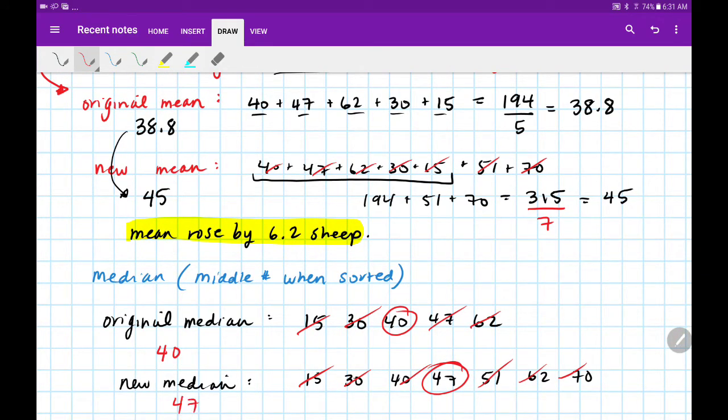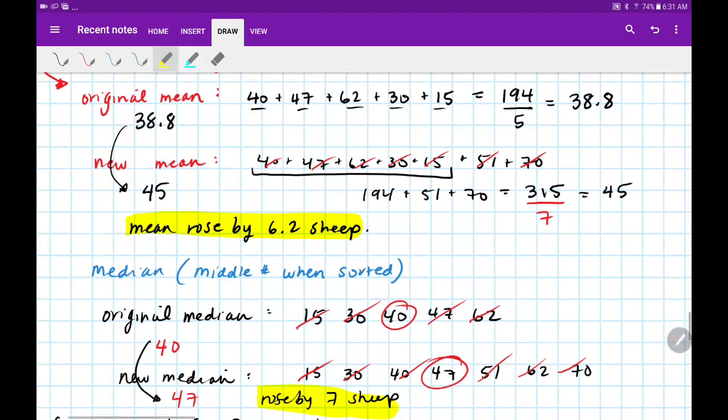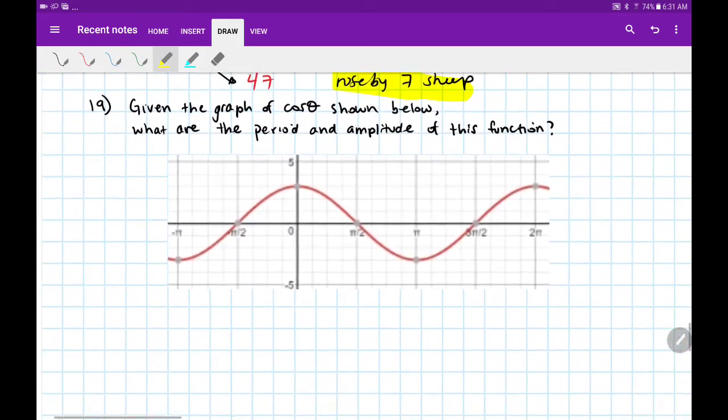So to answer the question, what happened to the median? Our median rose by 7 sheep. And there you have it, the answer to number 18. All right, let's move on to number 19.